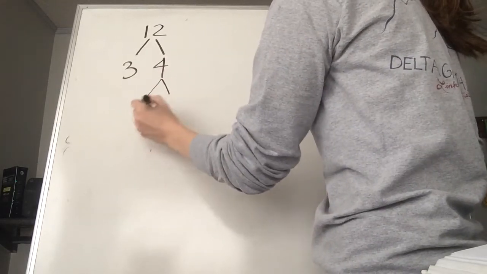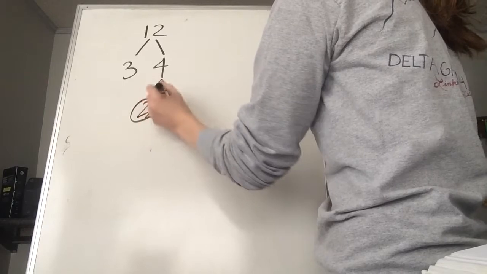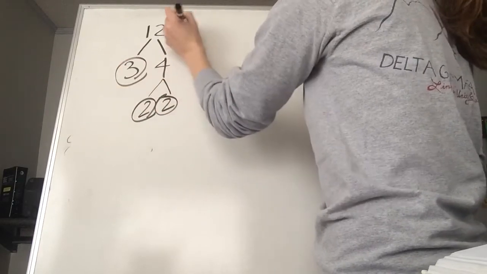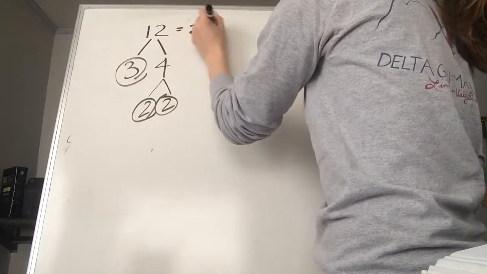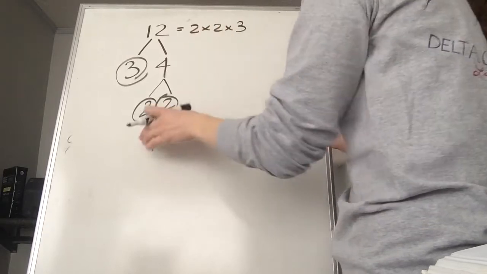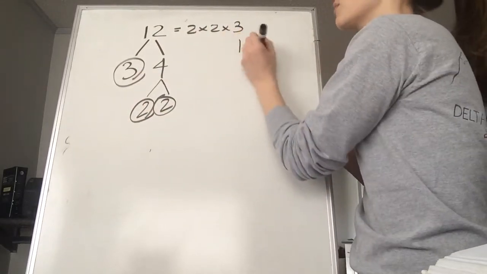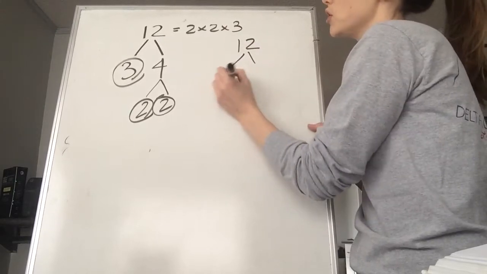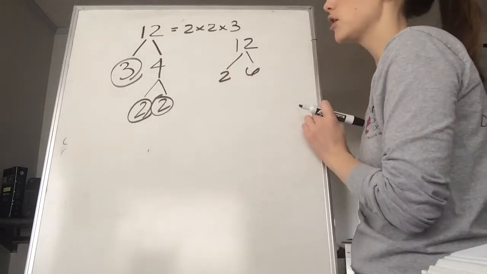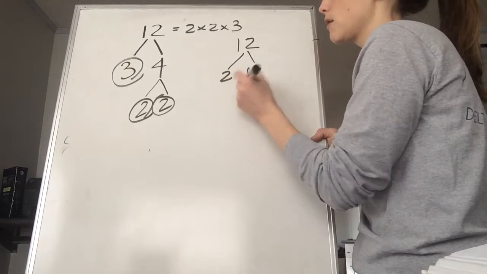And 4 can break down to 2 and 2. So 2, 2, and 3. Now, there are other ways to do this because you're going to get the same answer. So let's say you started with 12 and you thought of your multiples of 2 and 6. That's fine to do, as long as you continue to break it down to prime numbers.